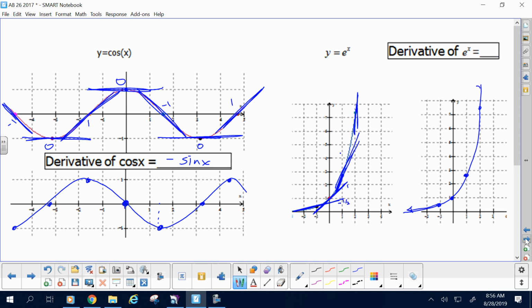What does that look like? Yeah, the derivative of e to the x is itself. There is one function in all the world of functions that is its own derivative. And that's e. And that makes it awesome.